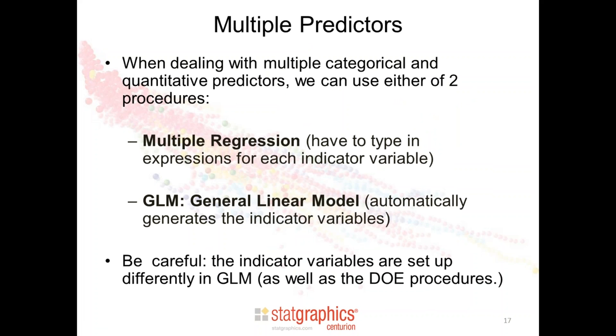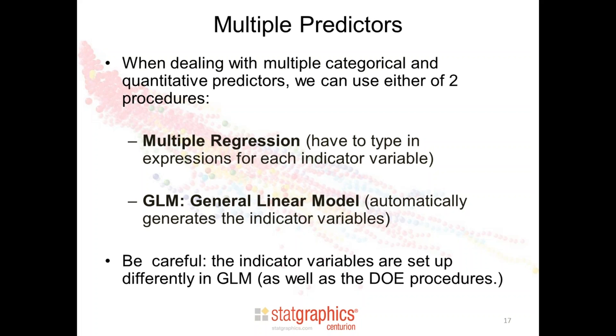Now, if I have multiple predictors, and I do in this case, I have color, but I also have a categorical factor, clarity, and I have a third categorical factor, in fact, certification body. We can't use that simple procedure we used just a moment ago when we had only one categorical factor. We do, though, have two choices. We can use the multiple regression procedure, or we can use the general linear models, the GLM procedure. Now, the disadvantage of using multiple regression is we would have to type in a line for every indicator variable that we wanted to put in our model.